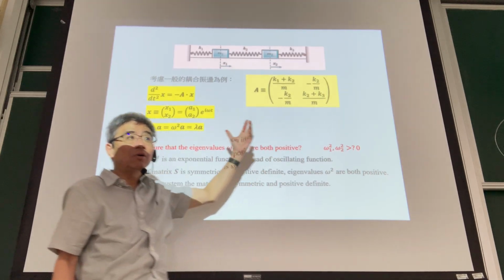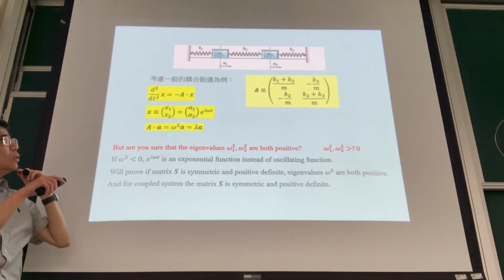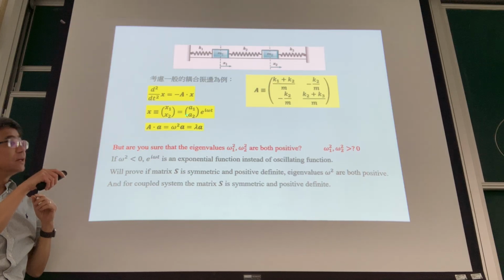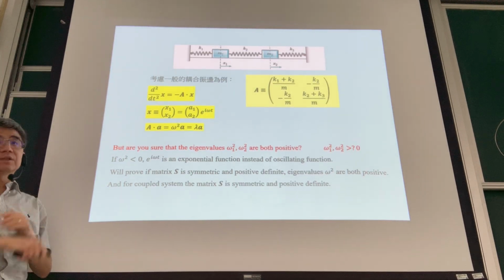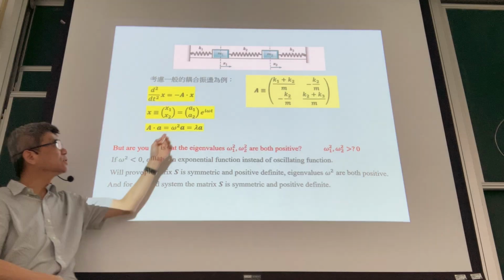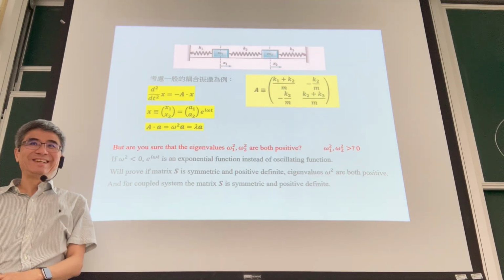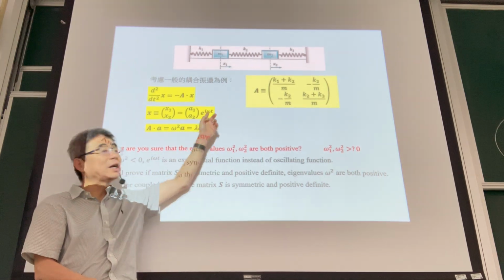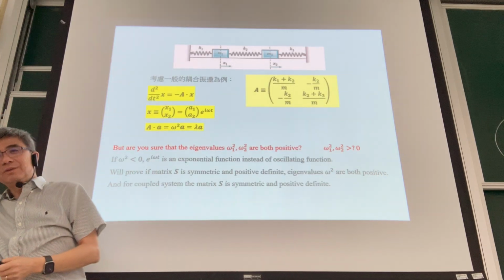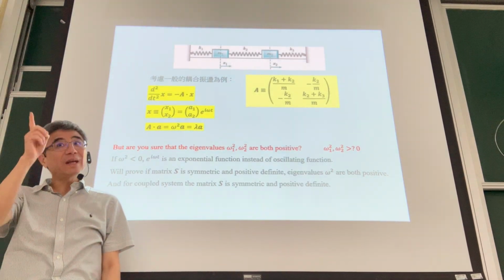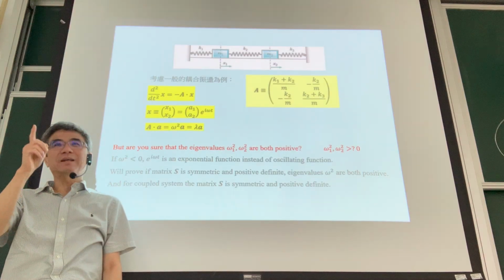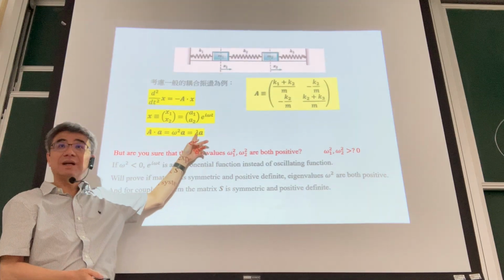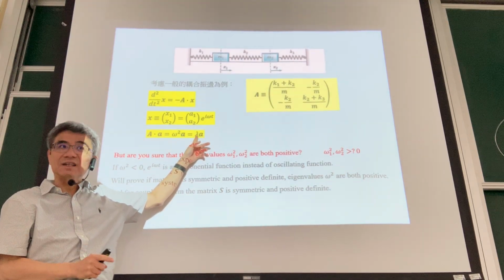The point is, our solution is that when you solve the eigenvalue problem, the solution is eigenvector times exponential i omega t. But how could you be sure this omega is real? Remember, if this omega is not real, then this exponential i omega t becomes an exponentially decaying function. So you better guarantee, or you better make sure the eigenvalues, this omega is real, or this lambda is positive. If not, you are in trouble.